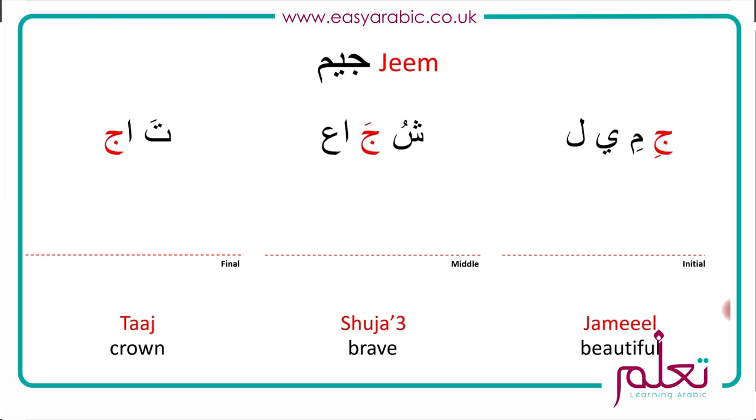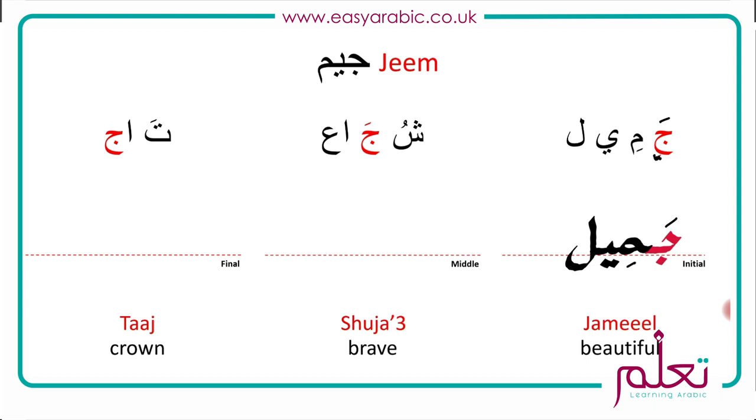So next we have the letter Jim, and the first word is Jamil, or if you're from Egypt, Gamil. So we have the letter Jim. Then we have the letter Mim. The letter Ya. And the Lam. Jamil. Actually, this is wrong. Yeah, it should be on the top. Jamil.